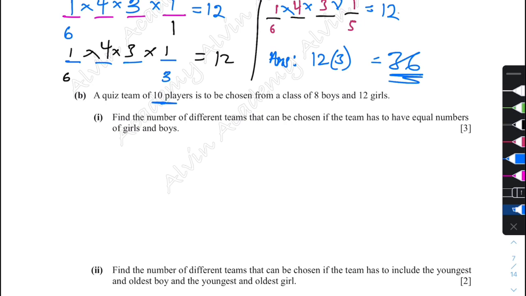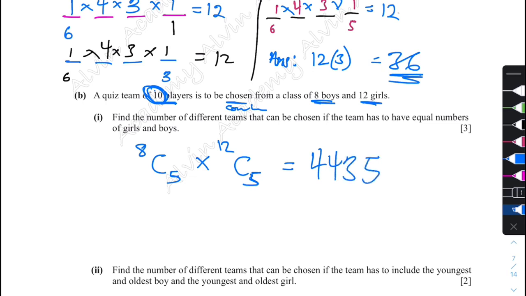Now, the B part: a quiz team of 10 players, right? Chosen, telling you that you're going to work with combination, okay? Chosen from 8 boys, 12 girls, cool. Find the different teams that could be chosen if the team has an equal number of boys and girls. That means out of the 8 boys, we have to choose 5, right? Because there are 10 players, so 5. And then out of the 12 girls, we have to choose 5, so that we do gender equality. We balance it on that particular quiz team. So we have 8 combination 5 times 12 combination 5, giving us 44352.